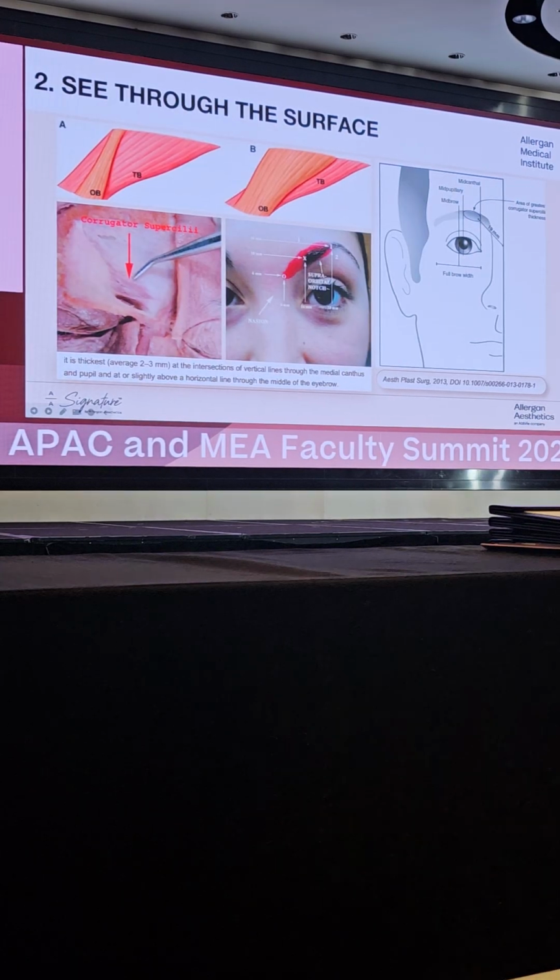So it is much more helpful if we can tell them that in a real clinical situation, they can easily find the corrugator in the area between the 2 vertical lines passing through the medial canthus and the pupil, and superior to the horizontal line passing through the superior orbital rim.